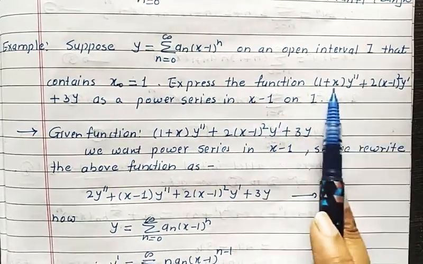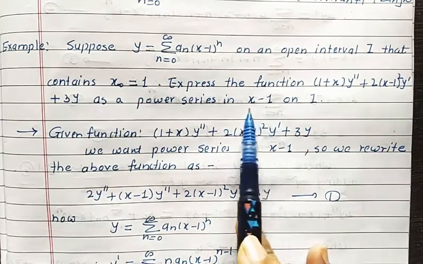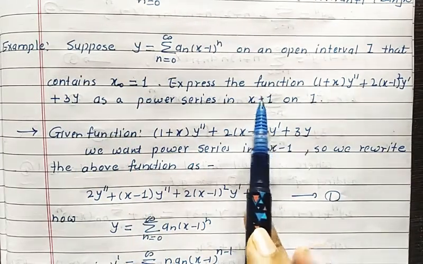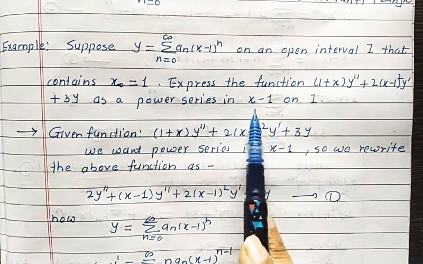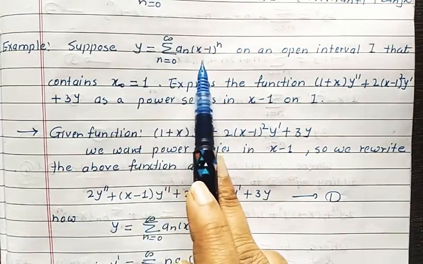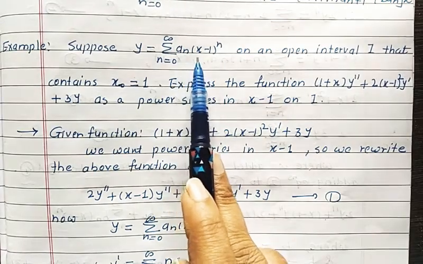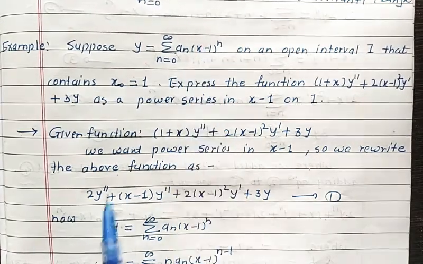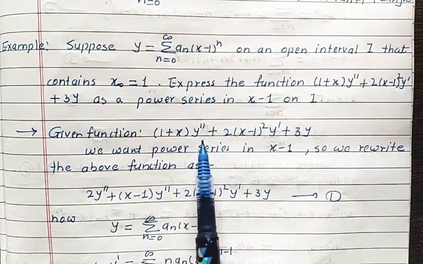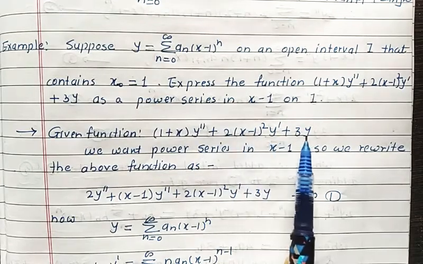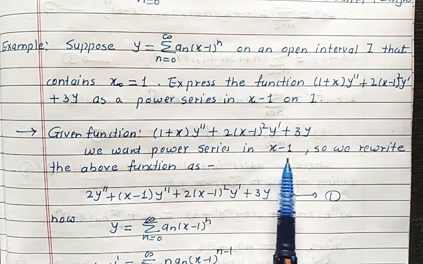Now this equation is given, and we have to express it as a power series in x minus 1, not in x. As we want this expression in x minus 1, y is taken as a n times x minus 1 raised to n. It is not taken as a n x raised to n, it is taken as a n times x minus 1 raised to n. So let us solve this example. This is the given function: 1 plus x times y double dash plus 2 times x minus 1 squared times y dash plus 3y. Now we want this equation in x minus 1.